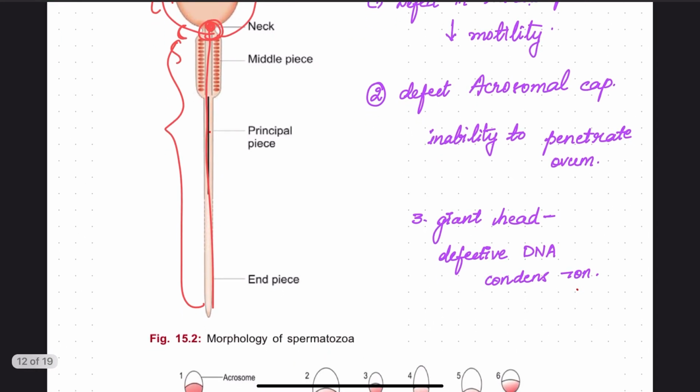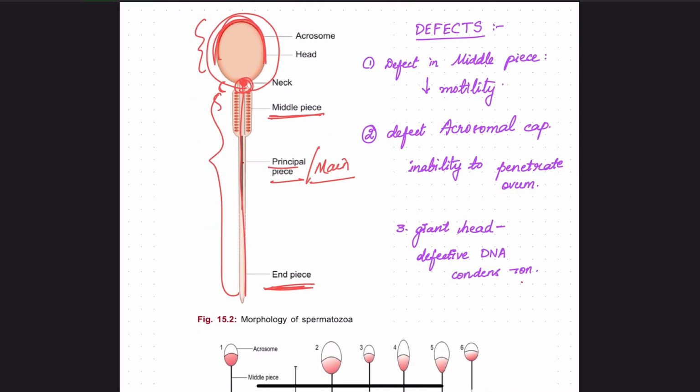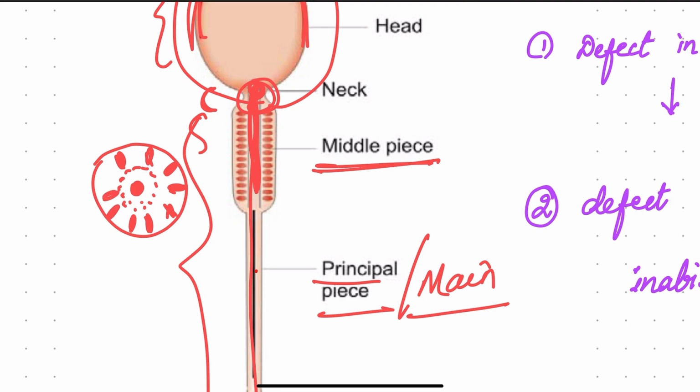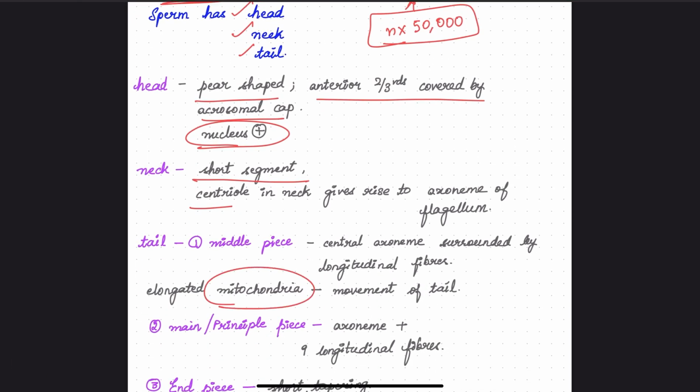The tail has three parts: the middle piece, the principal piece or main piece, and the end piece. The middle piece has a central axoneme. The axoneme is surrounded by many longitudinal fibers. For example, this is the cross section, with the central axoneme, many longitudinal fibers, and also elongated mitochondria. Mitochondria give energy for the tail to wag and have movement. It is required for motility.